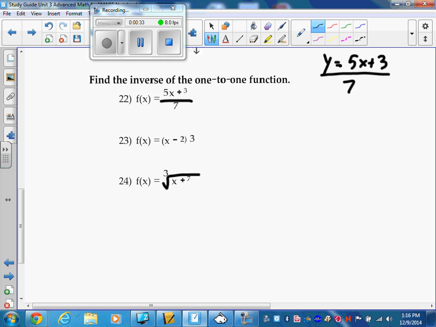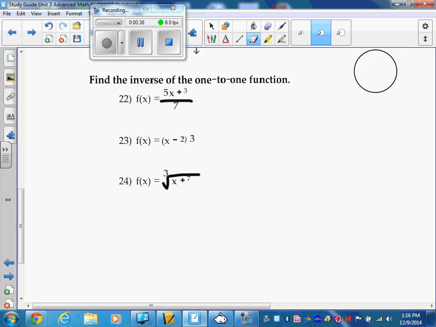So, that didn't turn out well. Let's try that again.